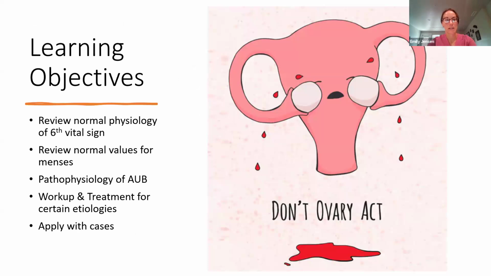So that concludes most of what I wanted to cover. Here are our learning objectives. Hopefully now you have a better recollection, if you needed a little refresher on that sixth vital sign, of what's going on physiologically with menses. Hopefully you have a better idea of normal values to expect for menses, the pathophysiology of AUB, workup and treatment. And hopefully those cases were a good jogger of our memories with differentials and what to work up.